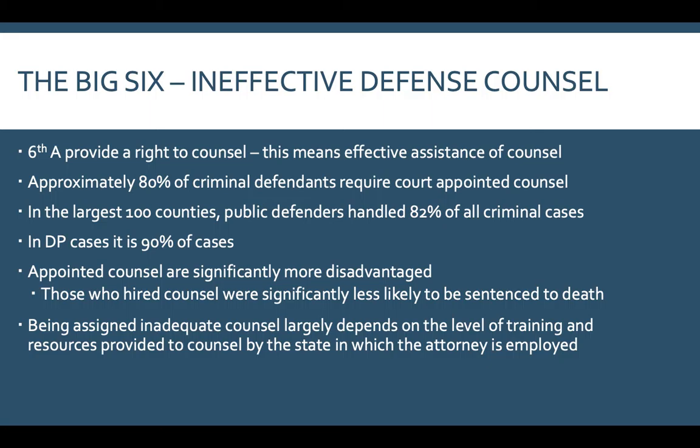Ineffective defense counsel. Your Sixth Amendment provides you a right to counsel, and that means effective assistance of counsel. About 80% of criminal defendants require court-appointed counsel. In the largest 100 counties, public defenders handle 82% of all criminal cases, and in death penalty cases, it's 90%. Now, appointed counsel are significantly more disadvantaged. Those who hire counsel are significantly less likely to be sentenced to death. So being assigned inadequate counsel largely depends on the level of training and resources provided to counsel by the state in which the attorney is employed.